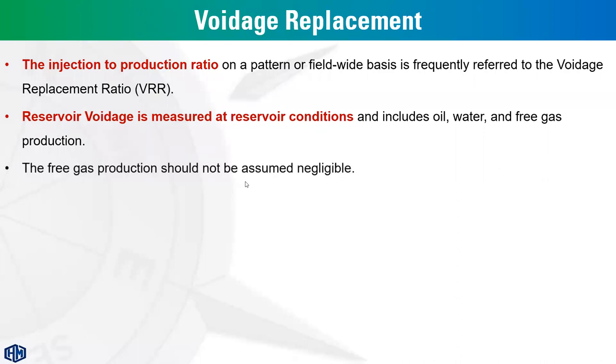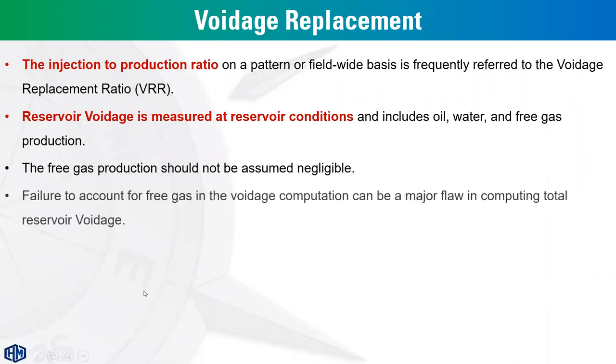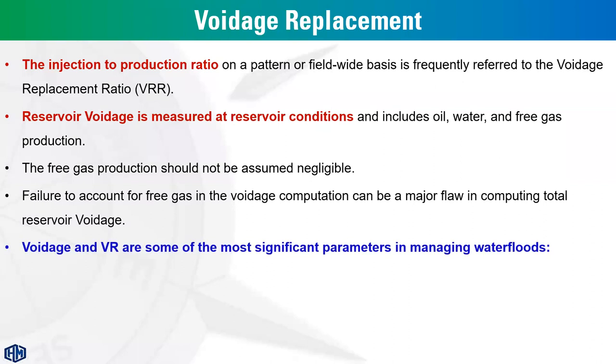Another parameter to evaluate the water injection management is voidage replacement, or the injection to production ratio. So reservoir voidage is actually the total produced volume measured at the reservoir conditions. At the same time, we have to consider all produced fluids, typically oil, water and free gas production. So for the most common applications in water injection, we have to consider the voidage replacement ratio as higher than or equal to one to ensure the support of average reservoir pressure with time.